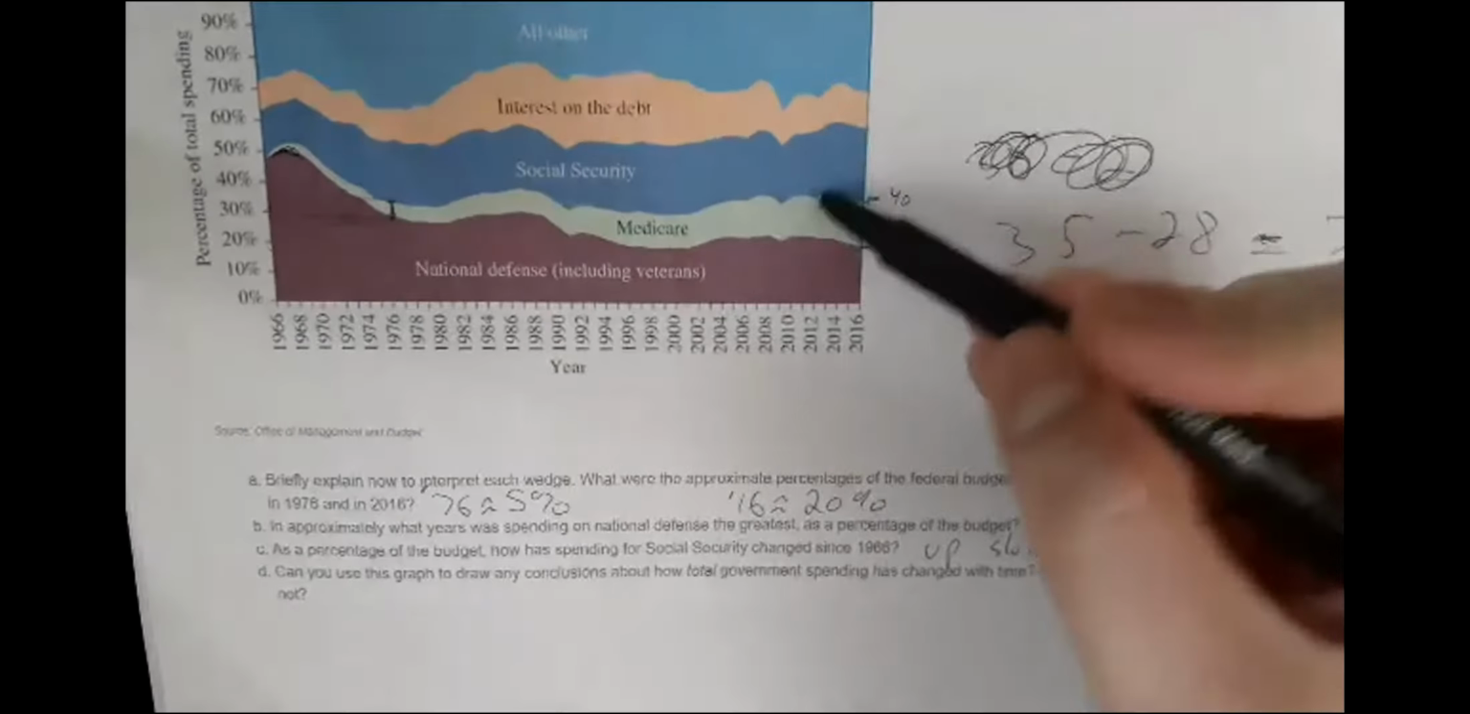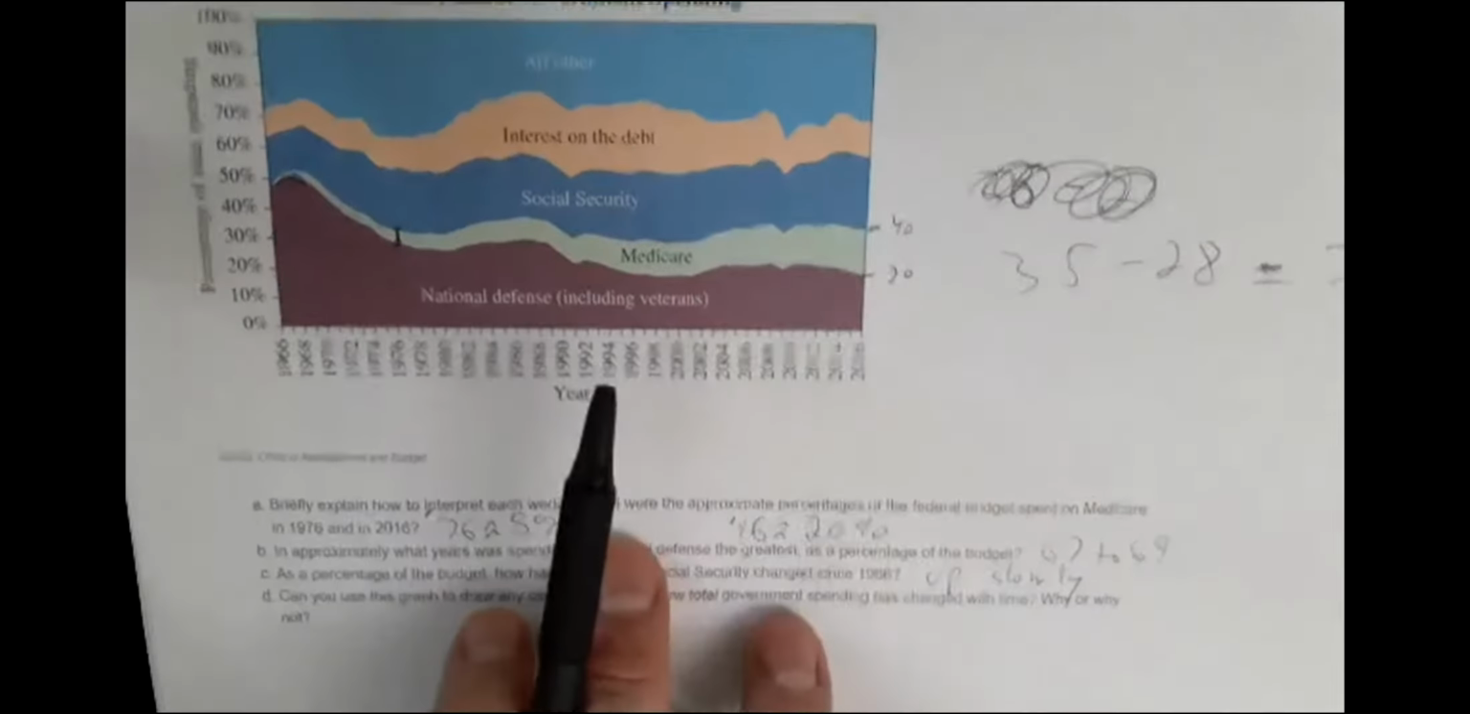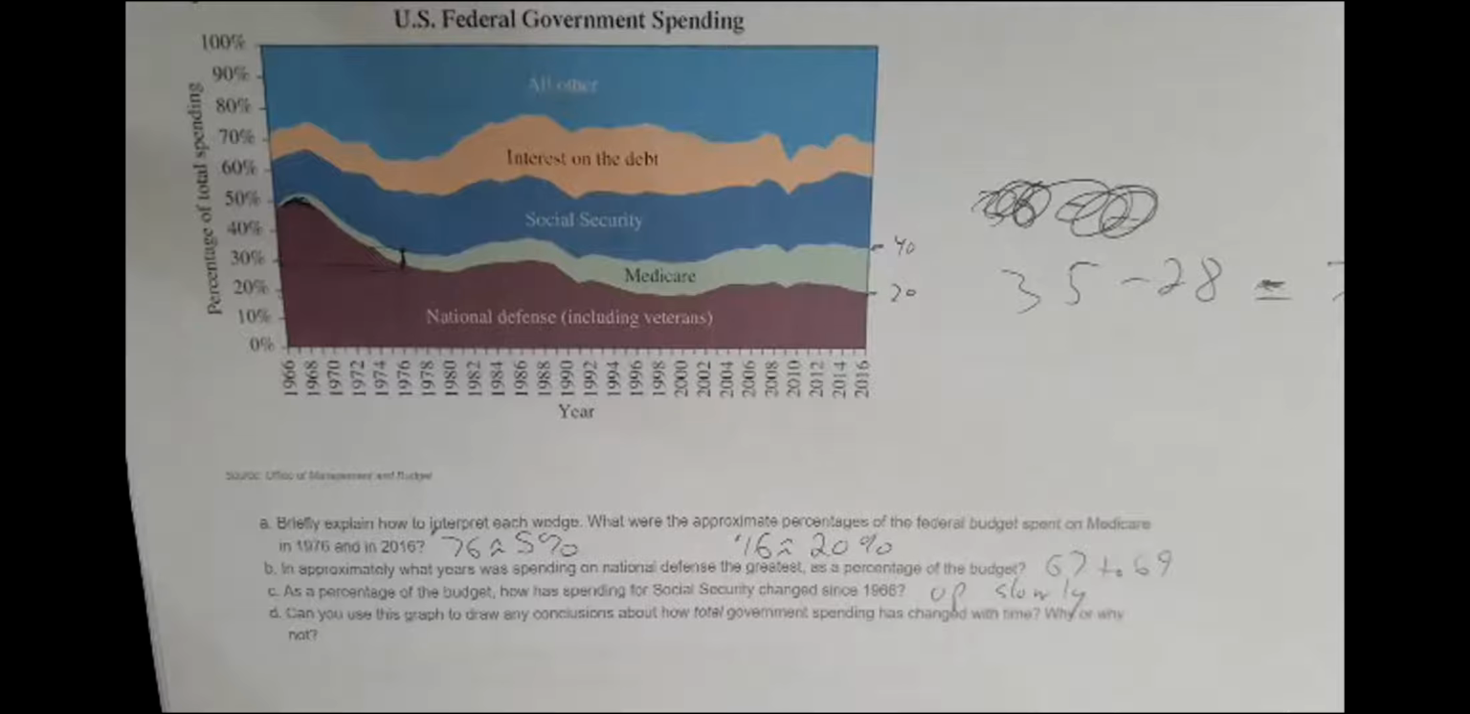It looks a little thicker throughout here than it does throughout here. I would say mainly Medicare was the one that looks like it went up the most, right? That one has a discernible, it definitely increased. Can you use this graph to draw any conclusions about how total government spending has changed with time? Why or why not?